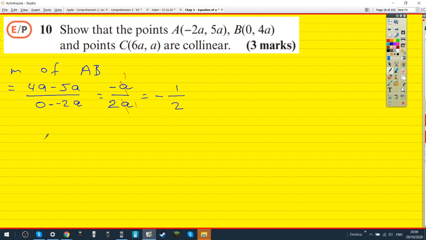Okay, what's next? Then you do BC because B is a shared point. So it'd be A minus 4A over 6A minus 0. Which would be minus 3A over 6A, which is also a half. Something's missing. Minus a half. Yep.